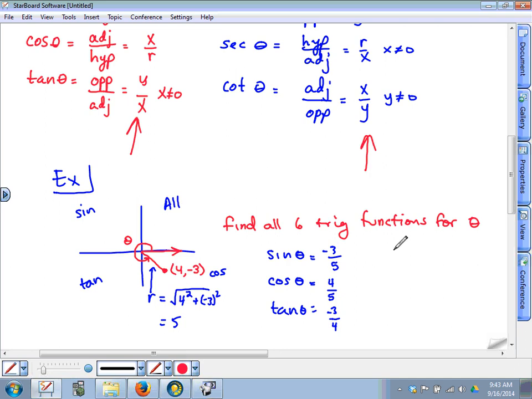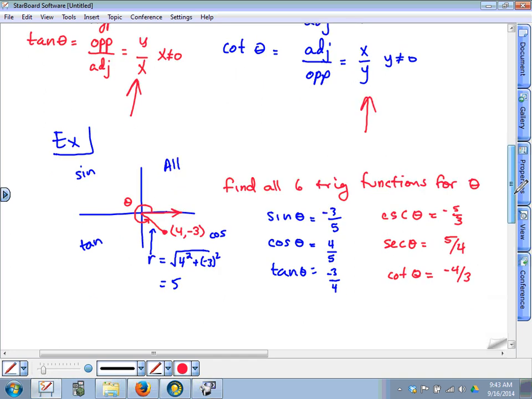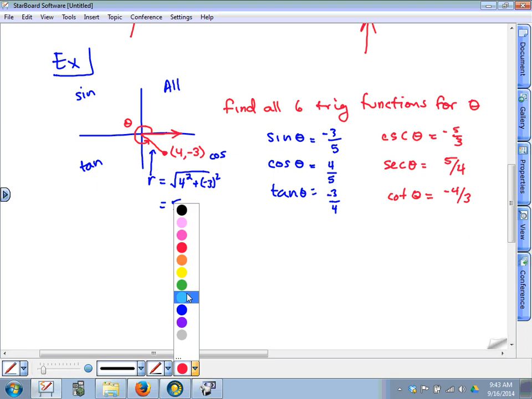The other 3 trig functions would just be the reciprocal. Cosecant of theta would be -5/3. The secant of theta would be 5/4, and the cotangent would be -4/3. Okay. Your homework then gets into these kind of problems, which I think are kind of fun.